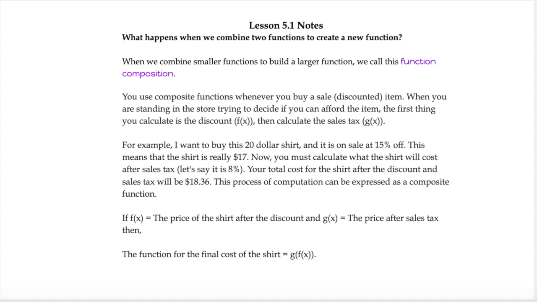It can also be written as g of f of x, where we do the innermost function part first. So we took the discount first, and whatever the discount was, we put it into our g function, which was the sales tax. So the g function was the second piece to the puzzle. Moving over to slide 2 then.